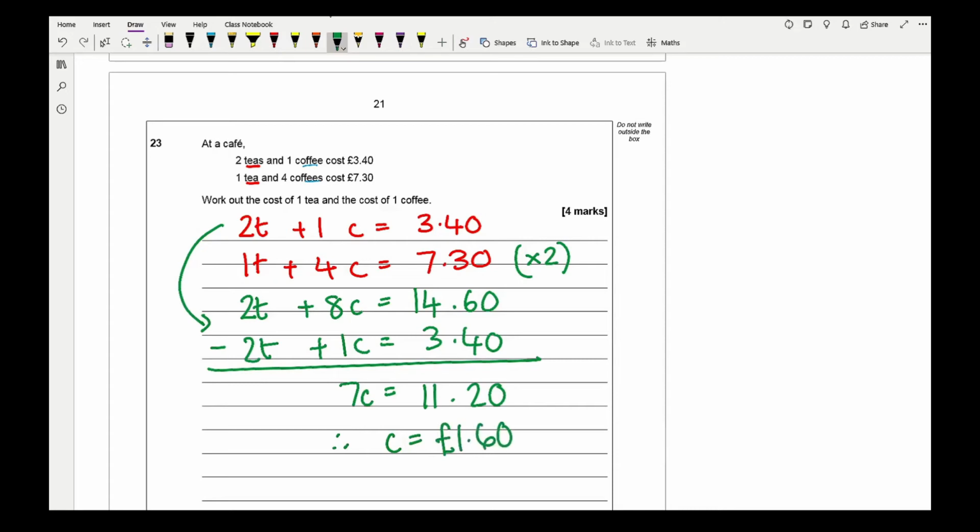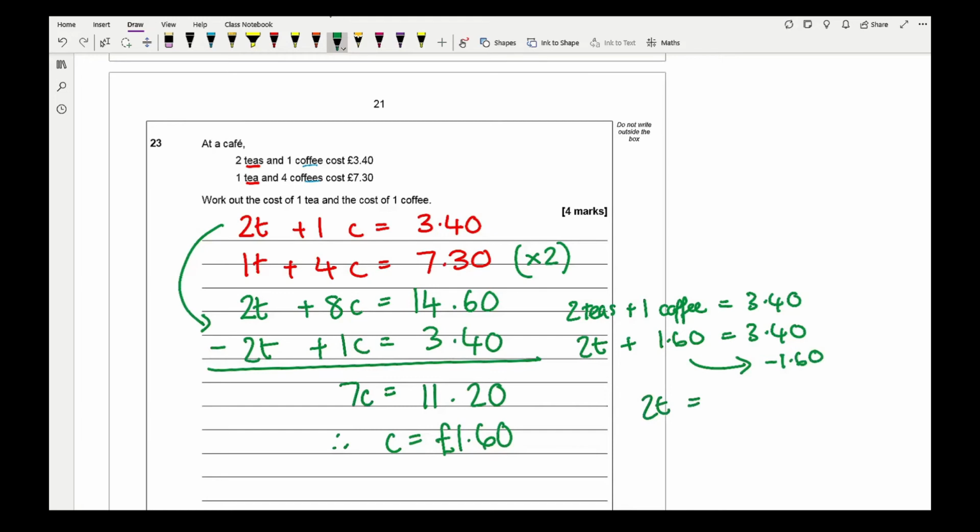And if I take this first order of 2 teas plus 1 coffee equals £3.40, well, I know now that 1 coffee costs £1.60, so I've got 2 teas plus 1.6 equals £3.40. I take that £1.60 over to the other side, so I get 2 teas cost £1.80. So then 1 tea is going to cost 90p.